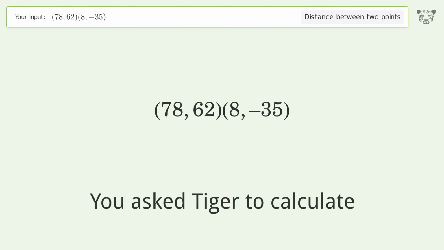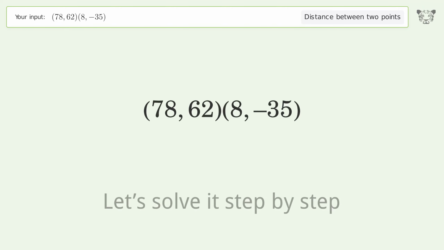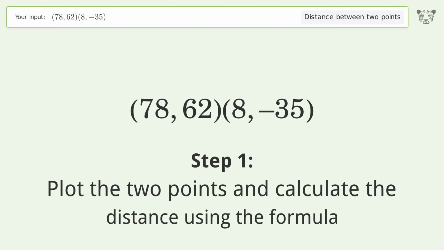You ask Tiger to calculate. This deals with the distance between 2 points. The distance between the 2 points is the square root of 14,309, or 119.62. Let's solve it step by step. Plot the 2 points and calculate the distance using the formula.